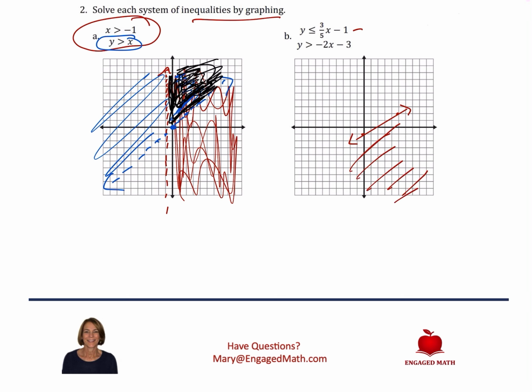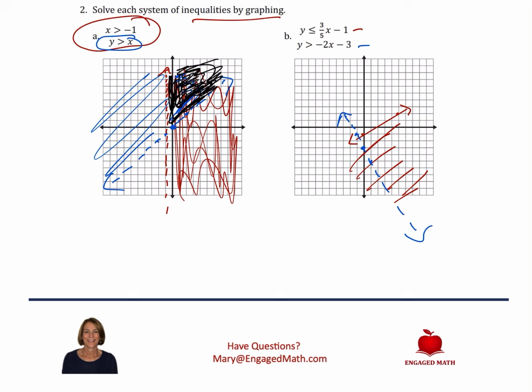Okay, now let's do the other line in blue. So we're at -3. So -1, -2, -3 right there. And this time our slope is -2. So I'm going to go up 2 over 1 and get that point. I'm also going to go down 2, right 1. This line is dashed, so this time I'm going to dash the line.